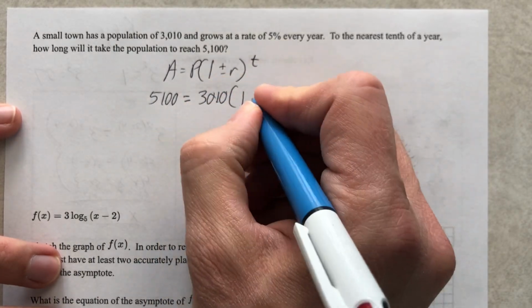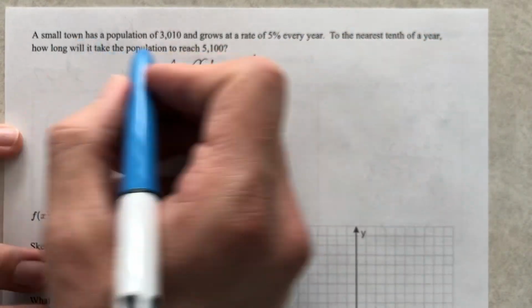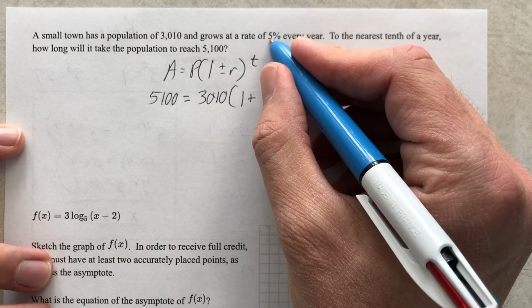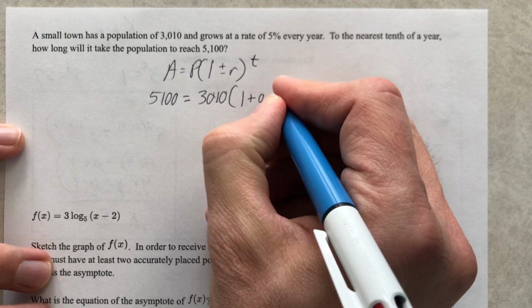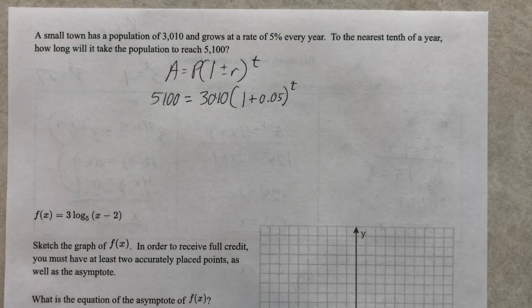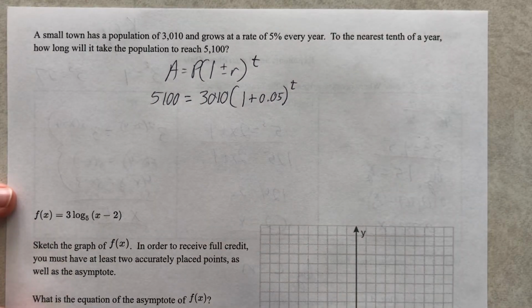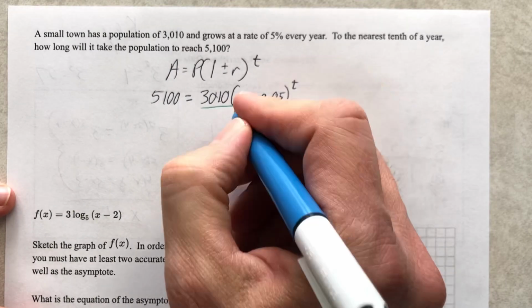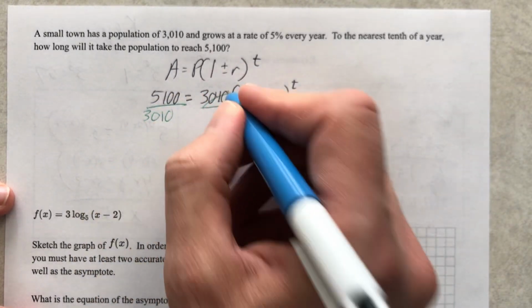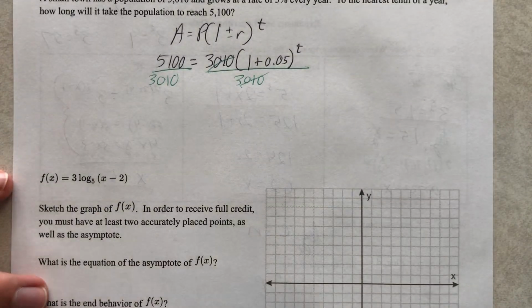3,010, and then 1 increasing? Grows, yes. Plus, rate 5%. Don't put 5, put 0.05. Raise it to the t. We are going to use a logarithm. We're solving for a variable that is in the exponent, so we will use a logarithm. Let's divide first, though. Don't use a logarithm yet. Don't get too crazy with your logs.